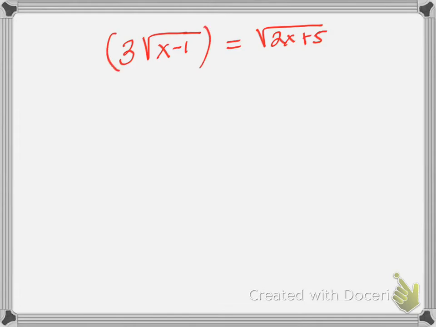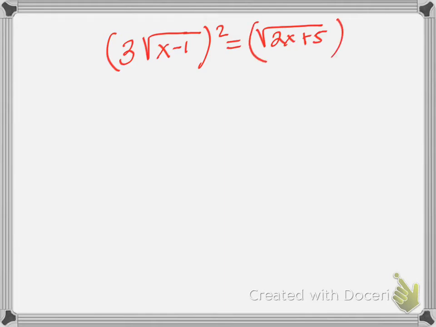Okay? Another situation. What if I have 3 radical x minus 1 equals radical 2x plus 5? What do you think I do? Would you divide the 3 on both sides? It's only going to take it to the other side. And I already have a radical there, so I can't get rid of it. So what can I do to get rid of these radicals? You square both sides. Let's just square it.